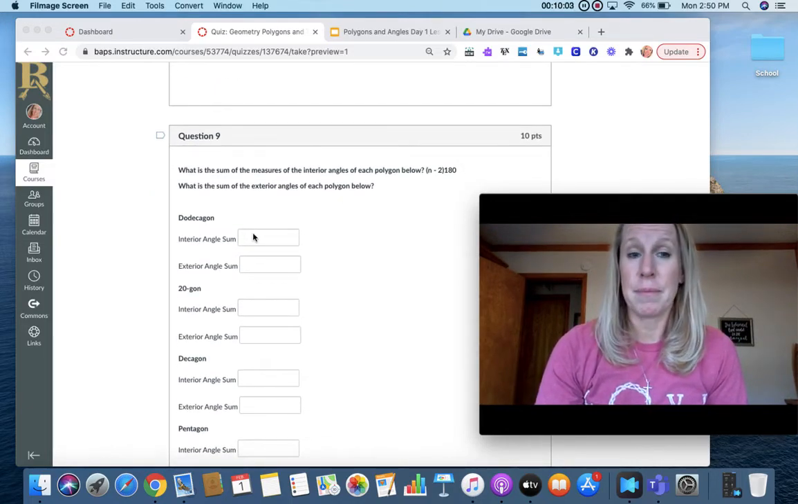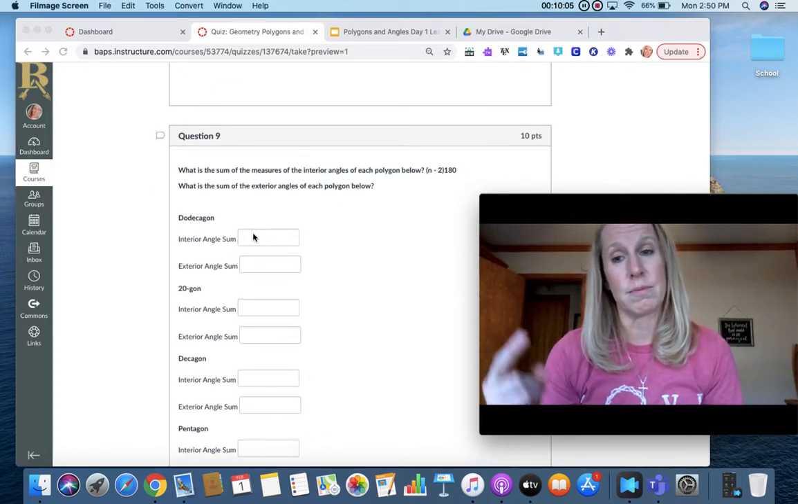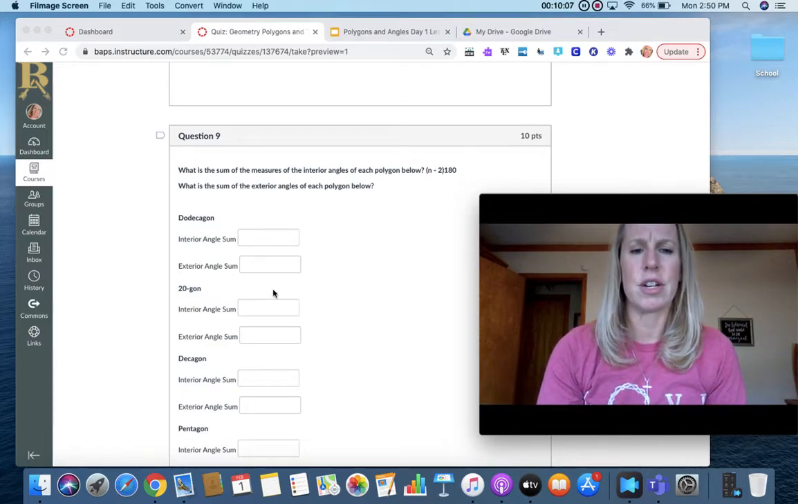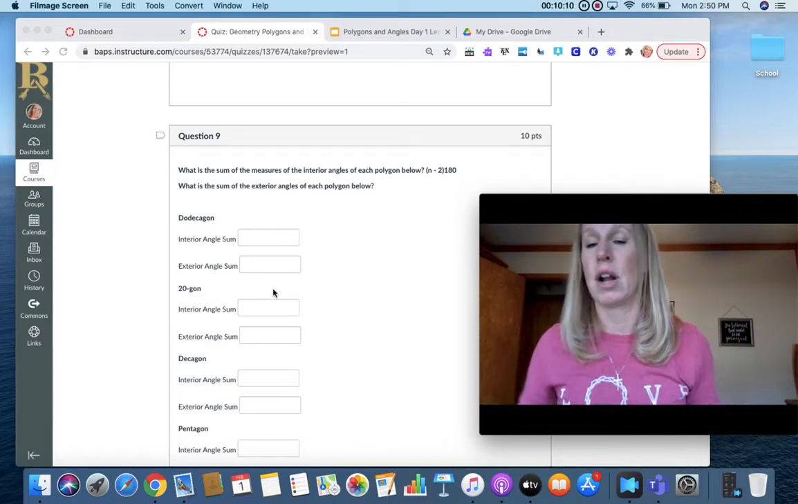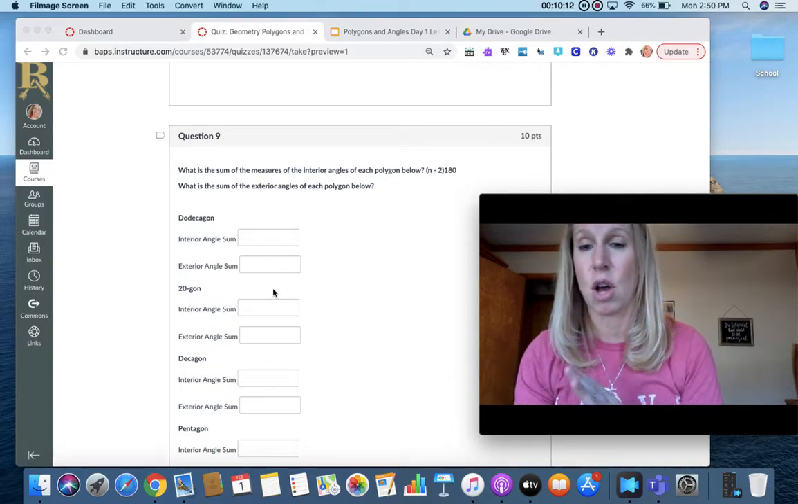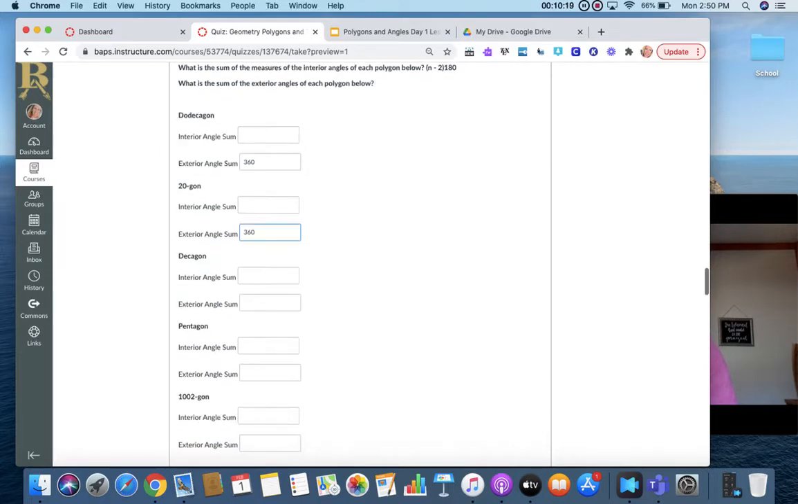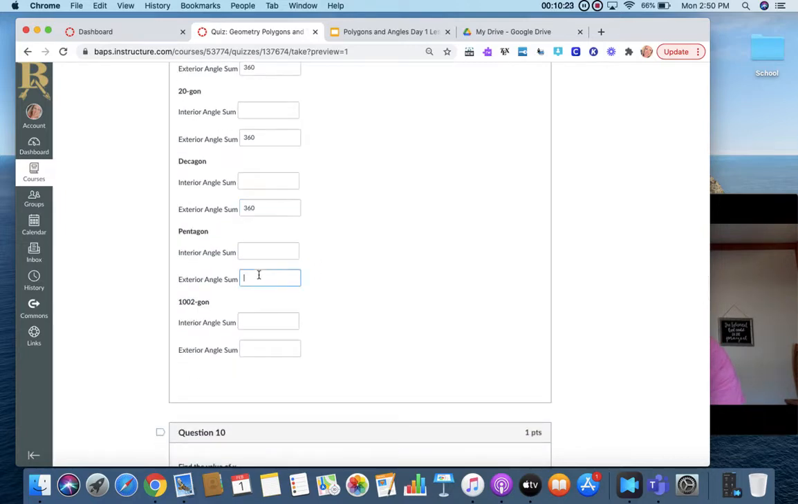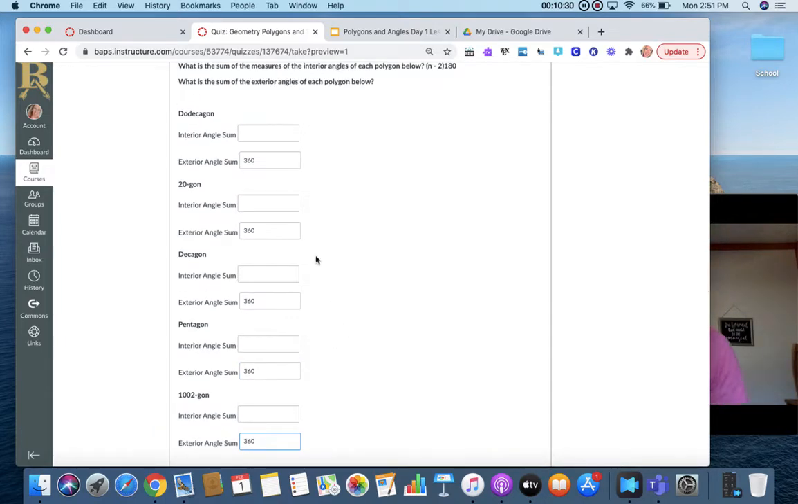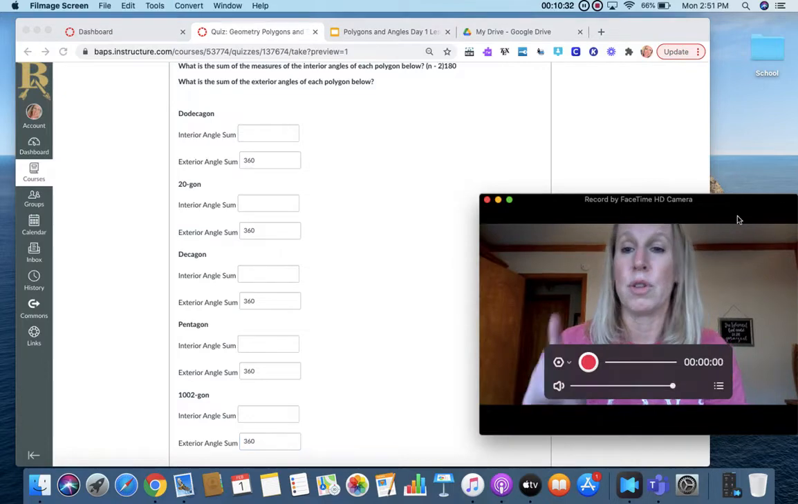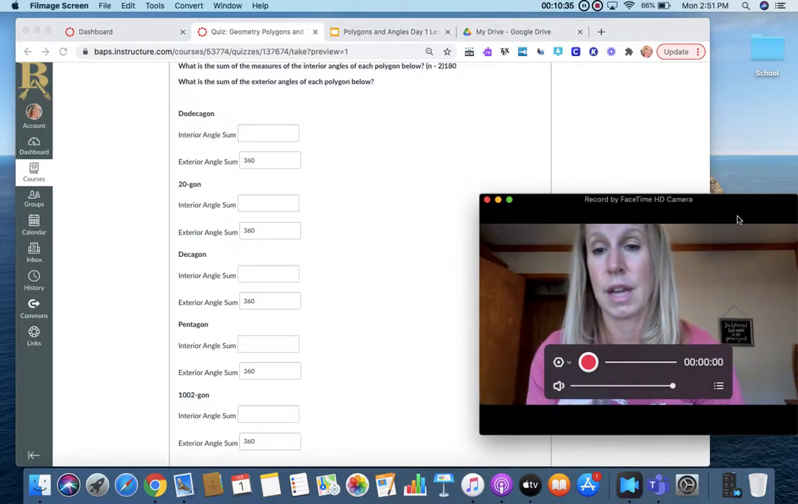Interior angle sum is always number of sides minus 2 times 180. What's the exterior angle sum always? It doesn't matter how many sides, exterior angle sum is always 360. So on the exterior angle sum, you should have 360 on all of these. 360. So it does not matter how many sides, but the exterior angle sum is always 360. To get the interior angle sum, you do the number of sides minus 2 times 180.